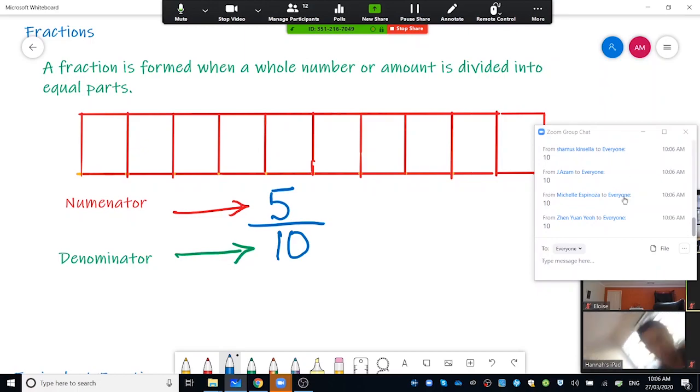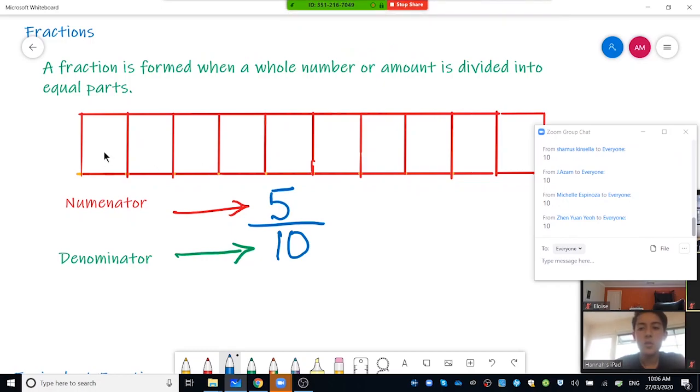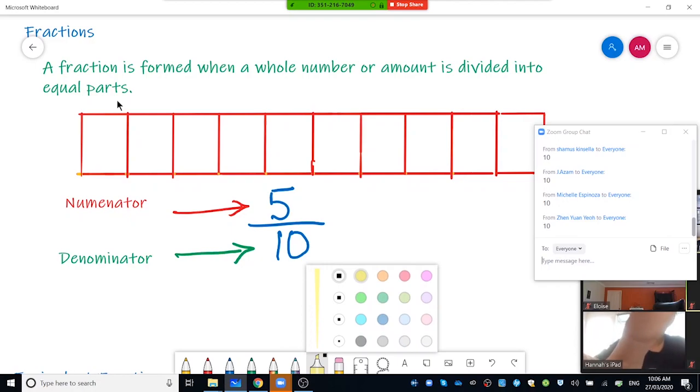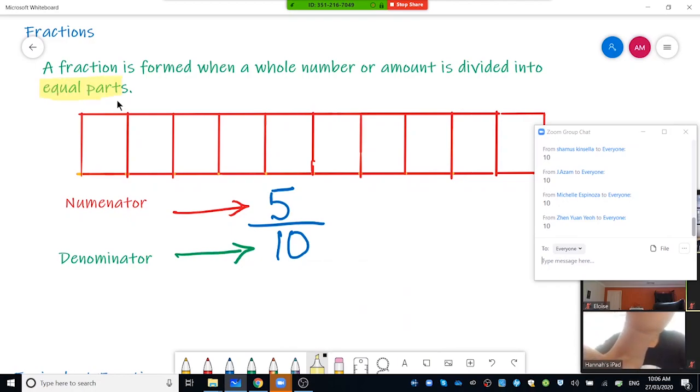Yeah, good. Very good. Some of the students have mentioned there are 10 parts. So 10 equal parts: 1, 2, 3, 4, 5, 6, 7, 8, 9, 10. Something which is very important to understand here is that we are saying that these should be equal parts. So I just try to highlight that this has to be equal parts.